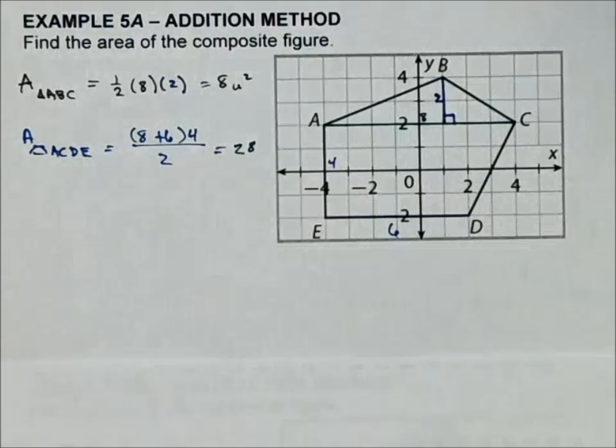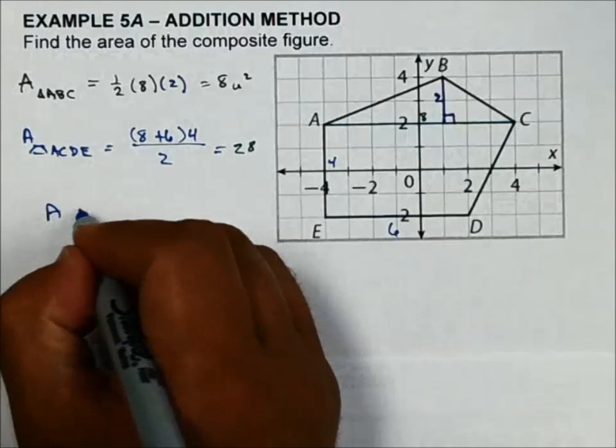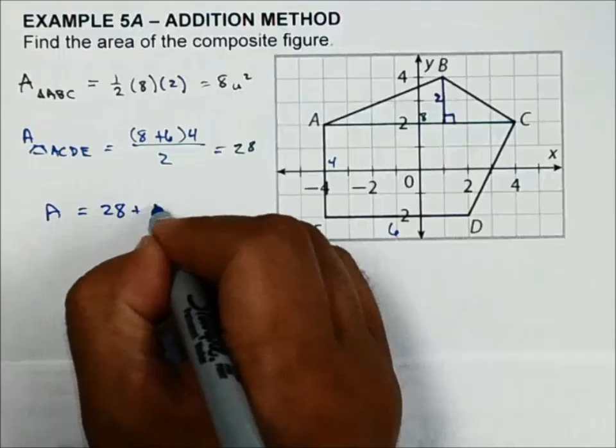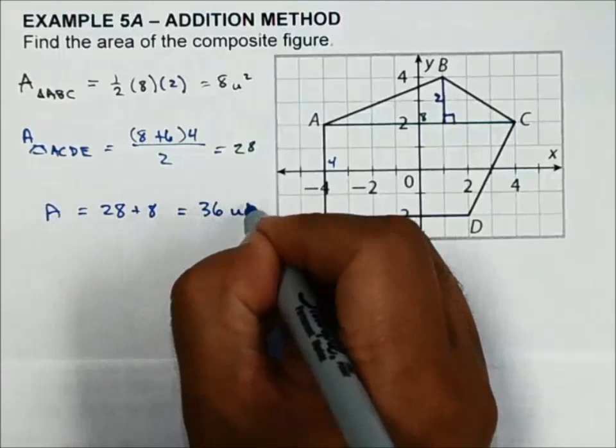Right. So the area of this shape ABCDE, so my area is going to be equal to 28 plus 8, which gives me 36 units squared.